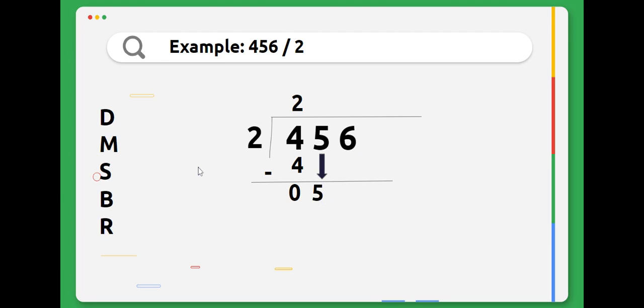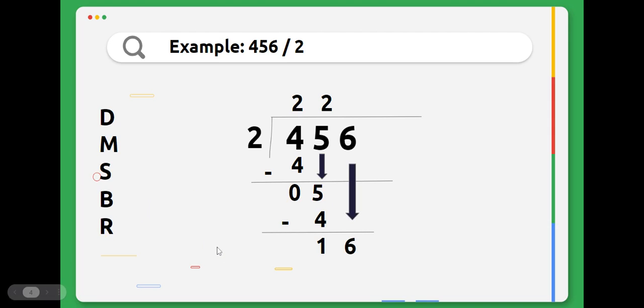Well, we still have numbers to bring down. And the number down here is bigger than our divisor. So we're going to repeat. We're going to go back to dad. How many 2's are in 5? Well, I know that 2 times 2 is 4. Mom multiplied. Sister subtracts. Gives me 1. Brother says there's still another number I can bring down.